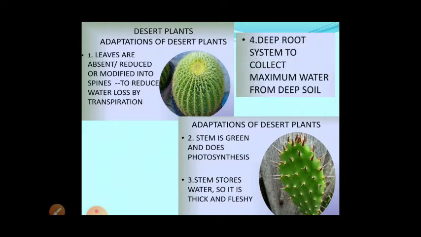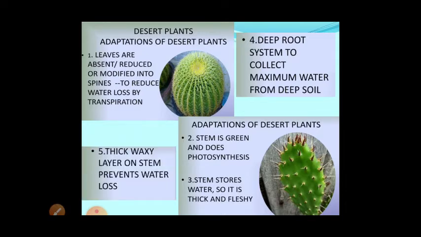Next, a deep root system that collects maximum water from the deep soil. As we know, in the desert very little water is available, so the water level will be far down under the soil. That's why the roots will be very long and deep to get the water from the soil. And a thick waxy layer on the stem prevents water loss.